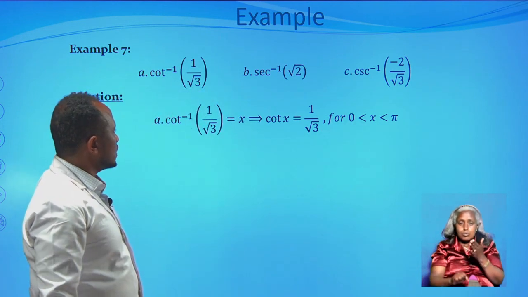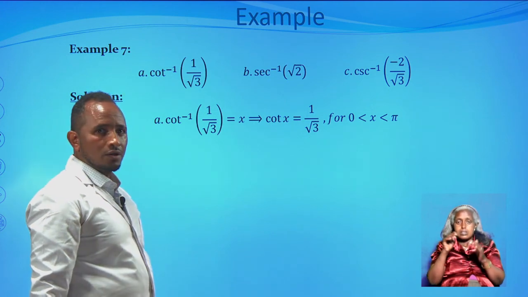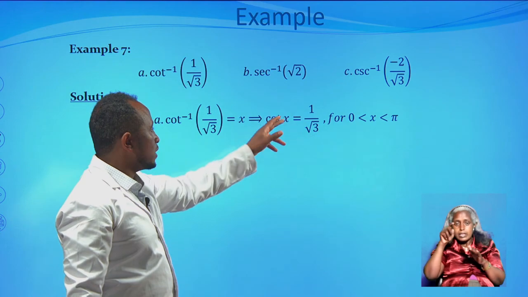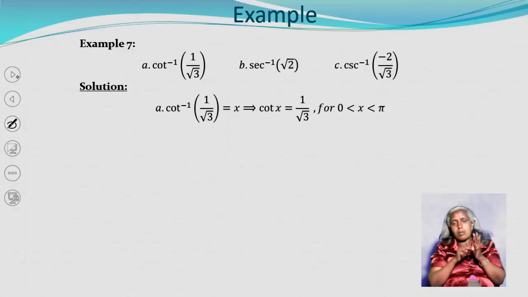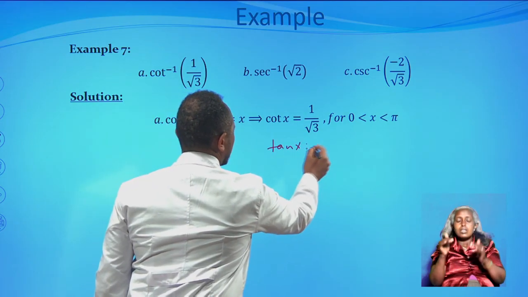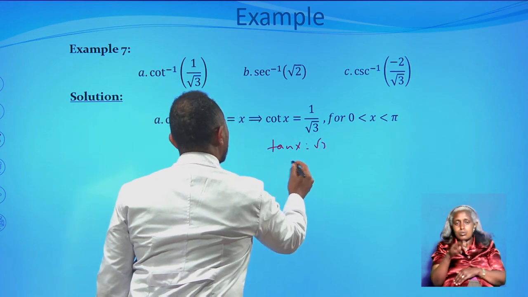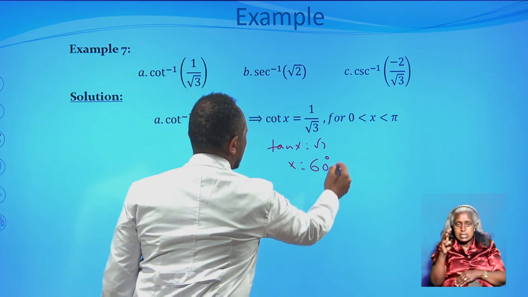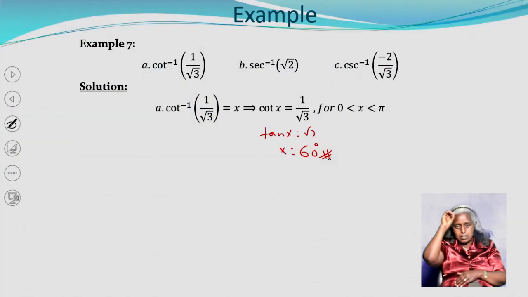So cot x is 1 over root 3 means tan x is root 3. You take the reciprocal: cot x becomes tan x, and you take the reciprocal of the other side too. So from this you get that tan x is equal to root 3. This gives you x to be 60 degrees. So please try the rest.